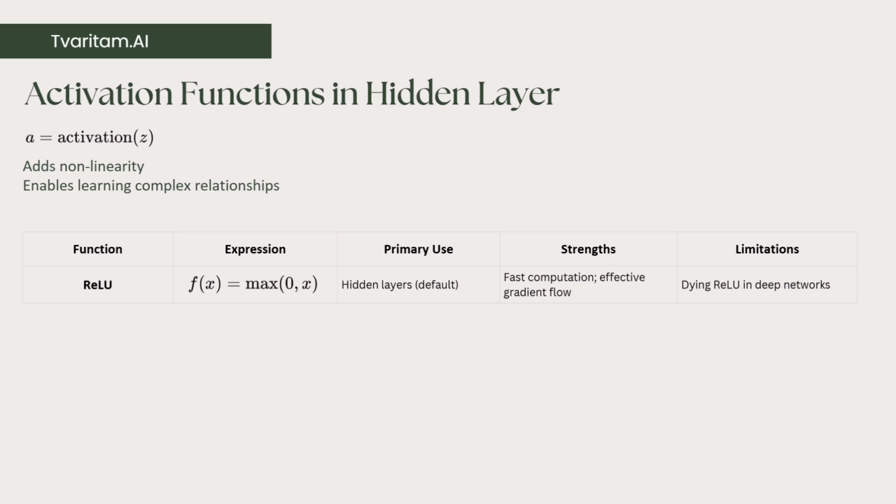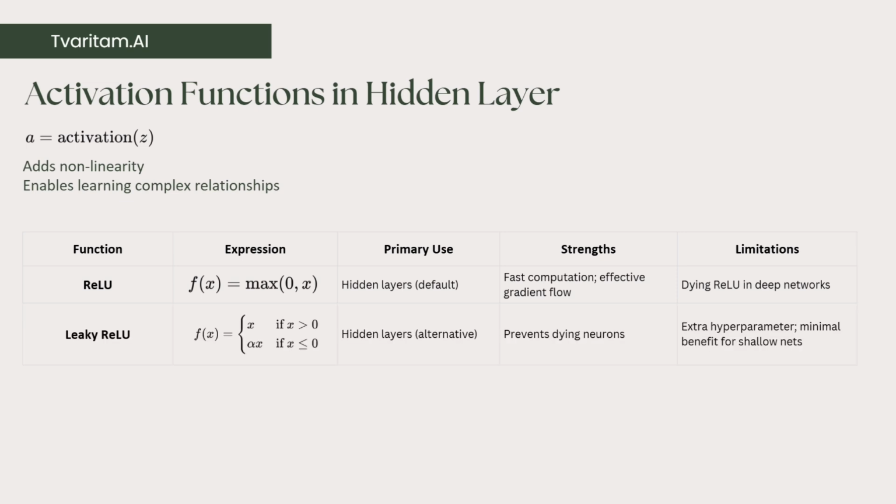However, ReLU also has its limitations, which is the dying ReLU problem, where neurons can get stuck permanently outputting 0 and stop contributing to learning. It also produces outputs that are not centered around 0. For this, we have leaky ReLU, which is another activation function that solves the dying ReLU problem.